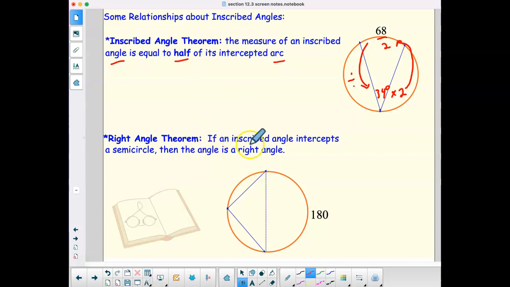The right angle theorem simply says that if your inscribed angle intercepts half of the circle, in other words, if there's a diameter there and the angle goes to the diameter, then the intercepted arc would be 180. So when you divide that by 2, you'd be guaranteed a 90-degree angle. So that's guaranteed to be a 90-degree angle if it cuts the circle at the diameter.